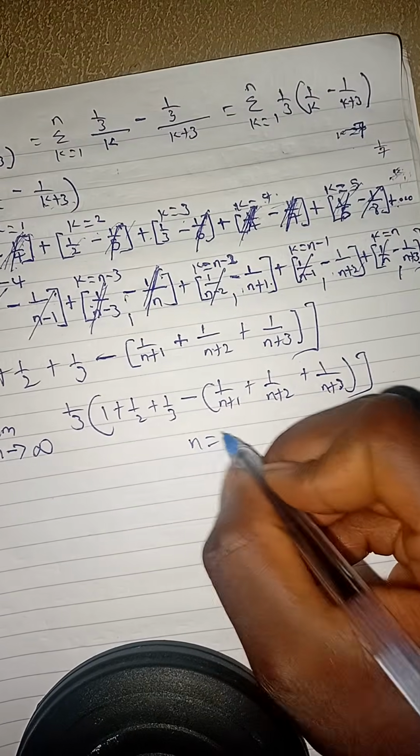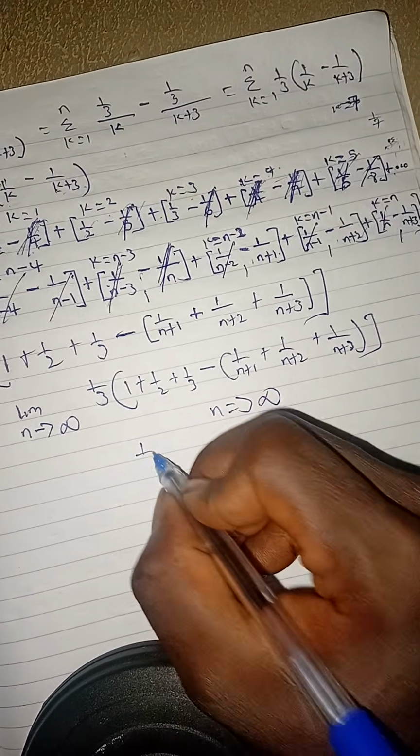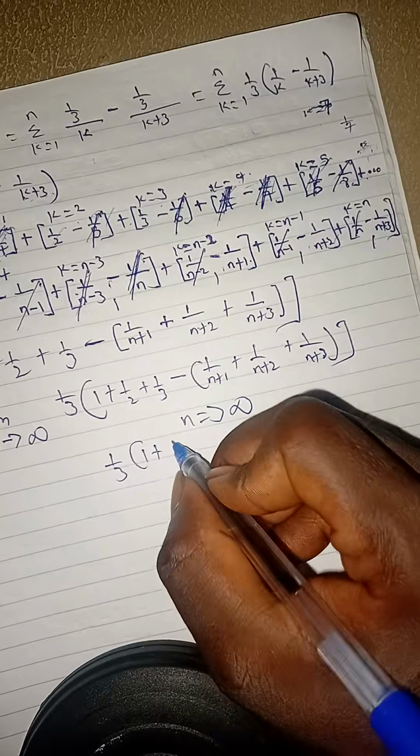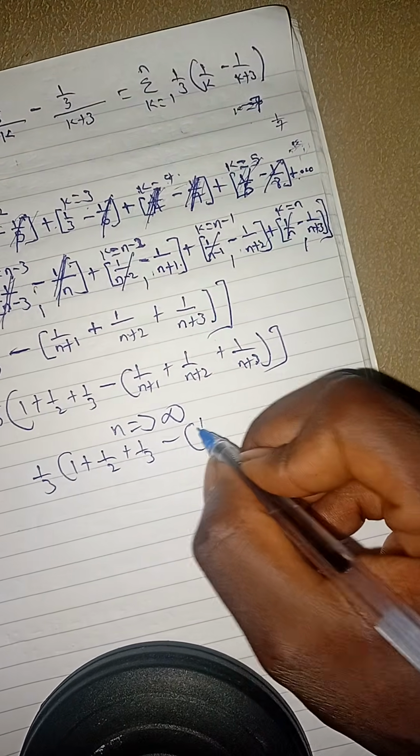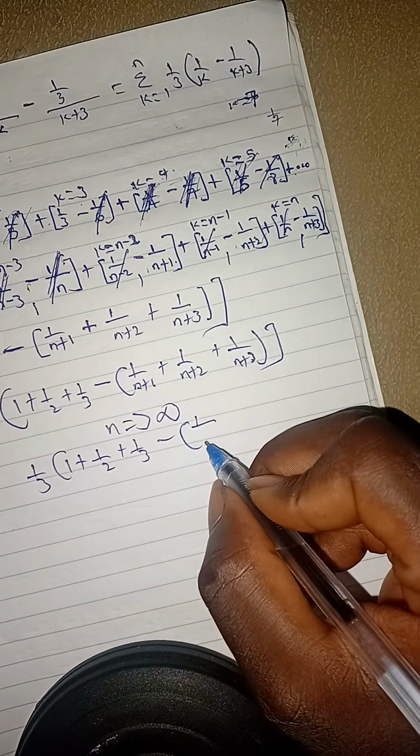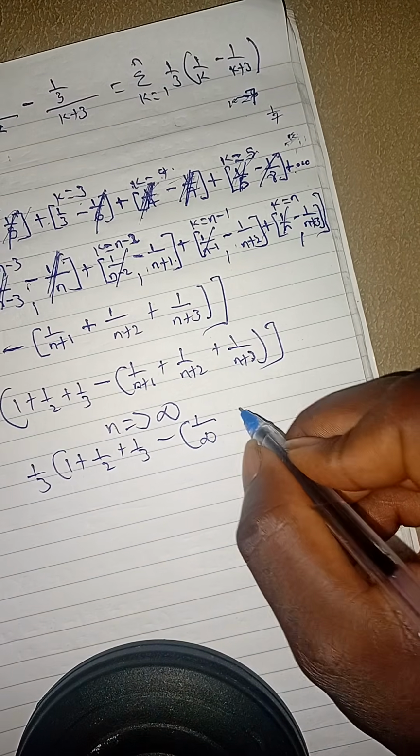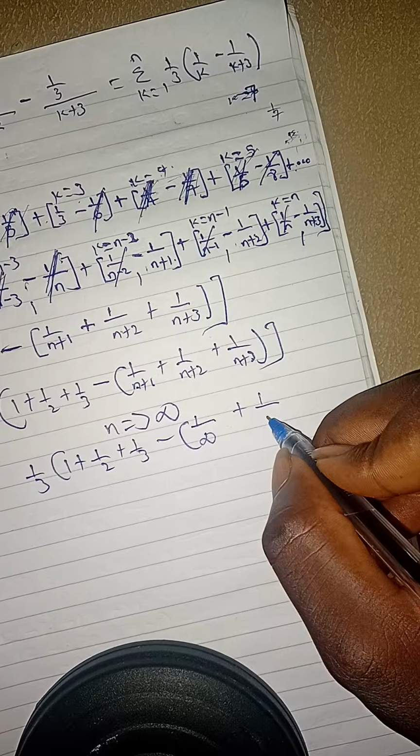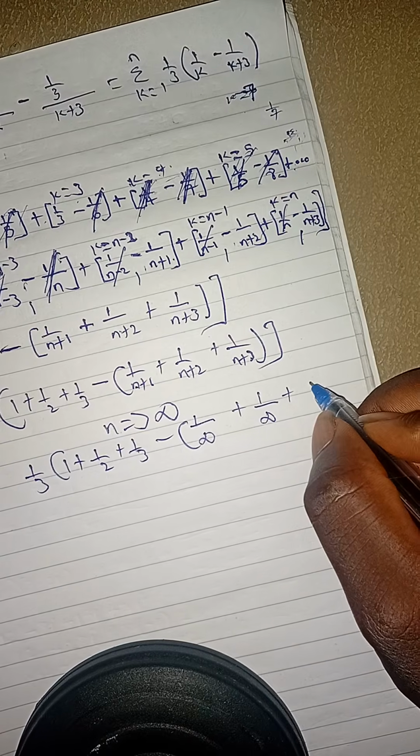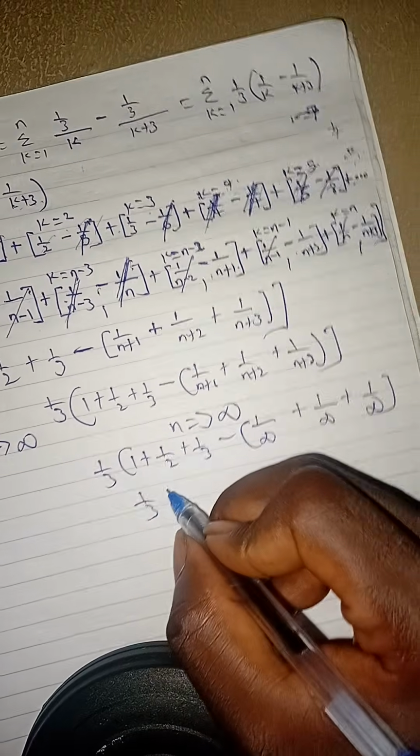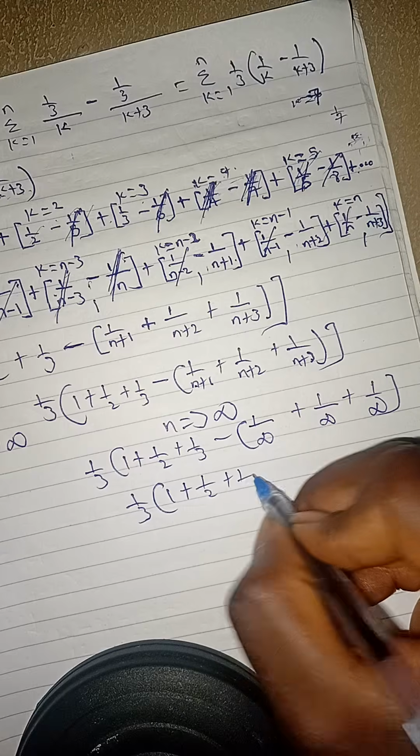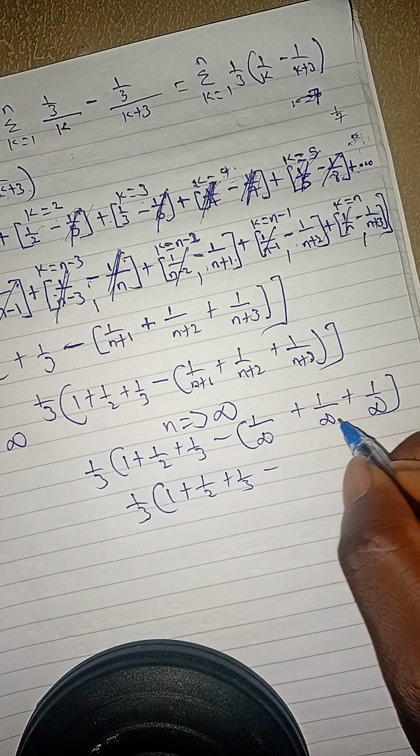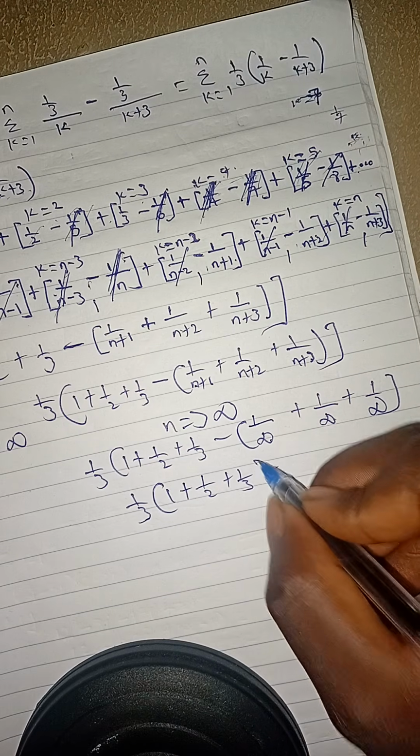So as n goes to infinity, what do I have? 1 over 3 into 1 plus 1 over 2 plus 1 over 3 minus 1 over infinity plus 1. Because my n is going to infinity, infinity plus 2, infinity plus 3, infinity. So this becomes 1 over 3 into 1 plus 1 over 2 plus 1 over 3 minus 0 plus 0 plus 0 is 0. So that one is gone.